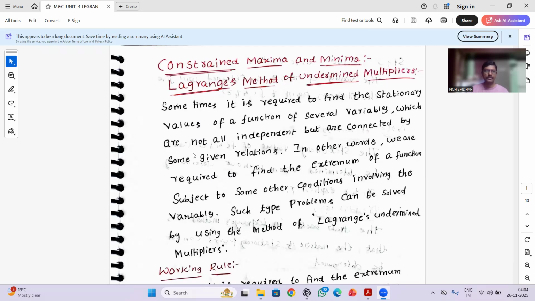So, students, today we are going to discuss one most important topic of our Unit 4 M.Sc, that is Lagrange's method of undetermined multipliers method to find the maxima and minimum values. Right, students? Let us see the working rule.